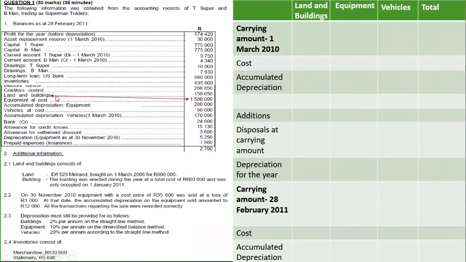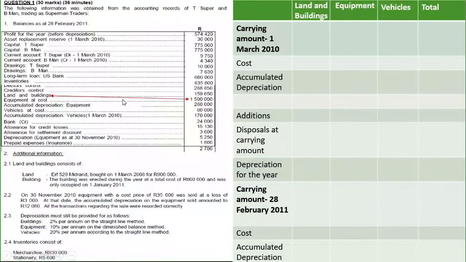So you see here, the land and buildings were given an amount of 1.5 million. So 1,500,000 rand. But that is not what goes here, because we are told these are balances as at 28 February 2011. So if you are not given any date here in brackets, then we know this is the value, or this is the balance at the end of this period.